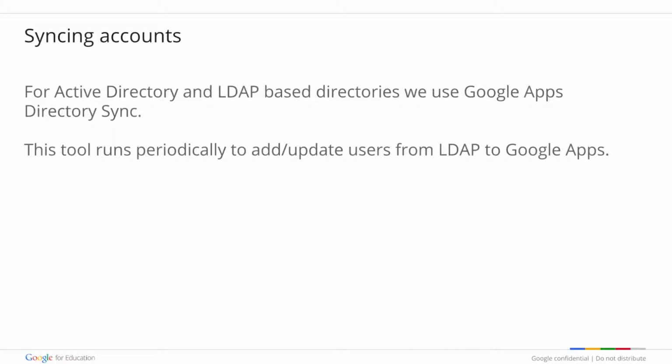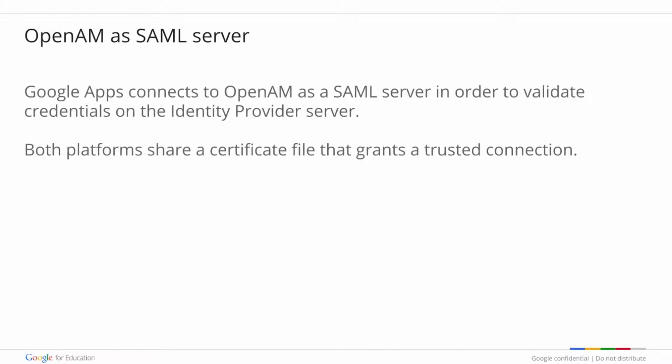The password synchronization between identity provider and service provider is not really necessary, because once SSO is enabled on Google Apps, the platform will always redirect to the SAML server login form, and then the user will only ever authenticate to the identity provider. In this webinar, we will use OpenIM, a powerful open source access management solution.